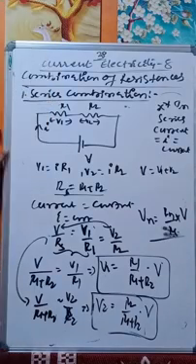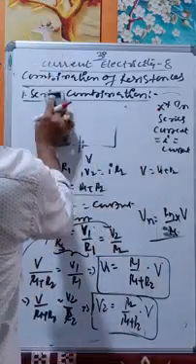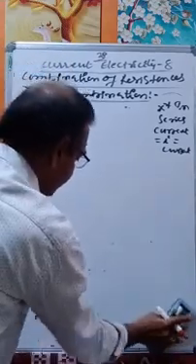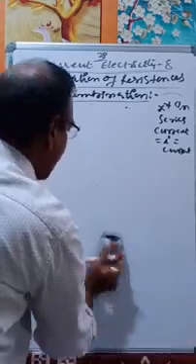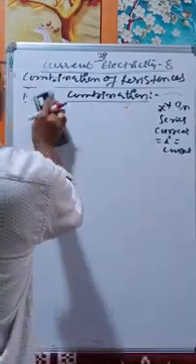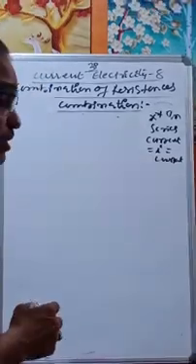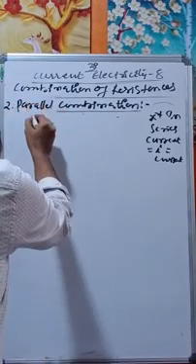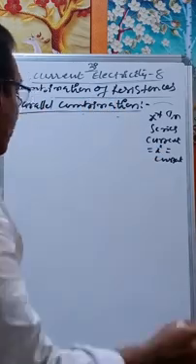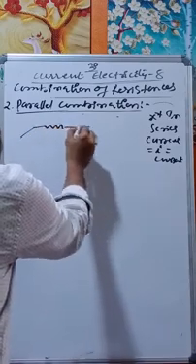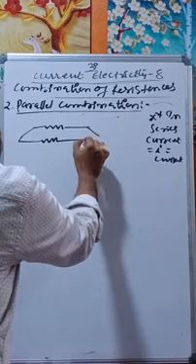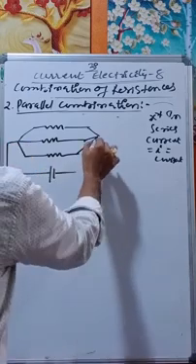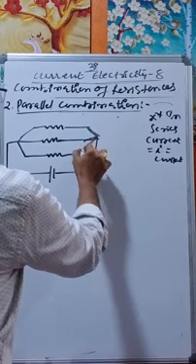Now let us see the parallel combination of resistors. Number 2 is the parallel combination of resistances. Let us consider again three resistors connected in parallel to a supply.